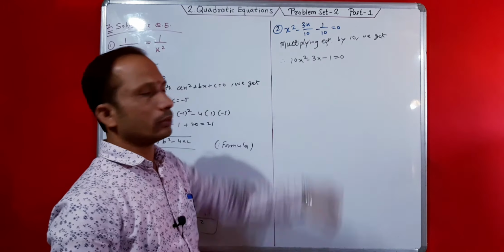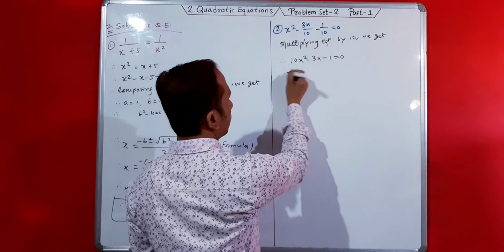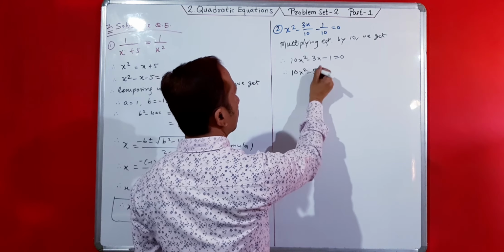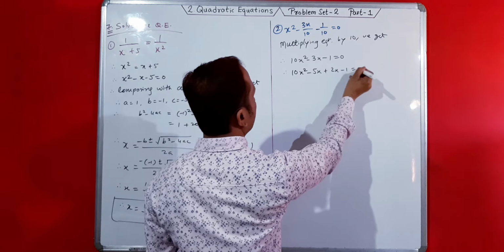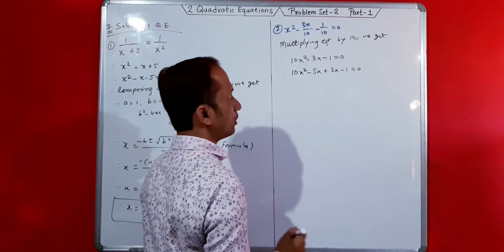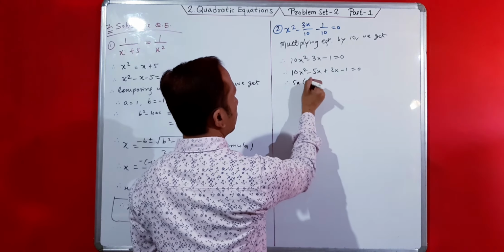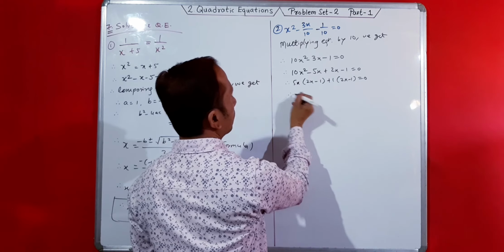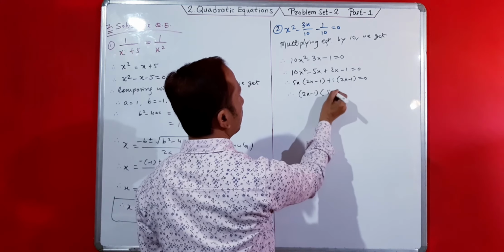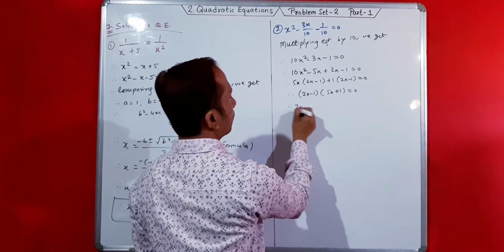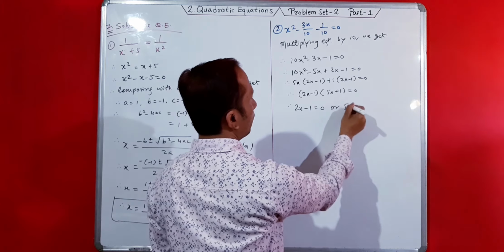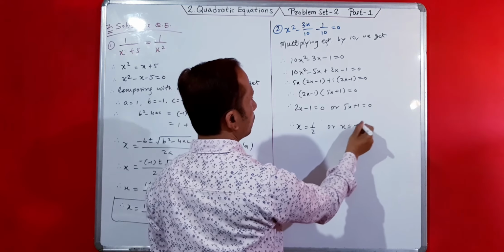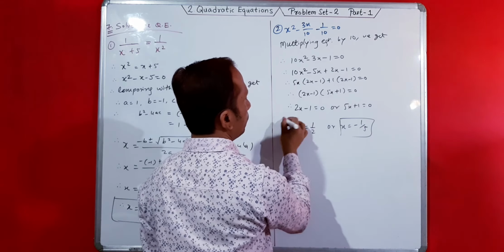So I can do the factors of this, minus 5 plus 2. Therefore 10x square minus 5x plus 2x minus 1 is equal to 0. So I will take 5x out of the bracket, 5x into 2x minus 1, plus 1 into 2x minus 1 is equal to 0. Therefore 2x minus 1, this is first, 5x plus 1, this is second, is equal to 0. Therefore 2x minus 1 is equal to 0, or 5x plus 1 is equal to 0. Therefore x is equal to 1/2, or x is equal to minus 1 upon 5. These are the roots of the given quadratic equation.